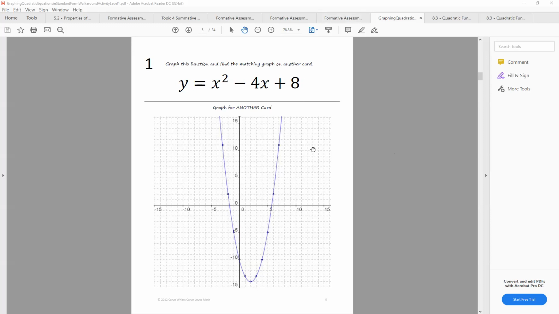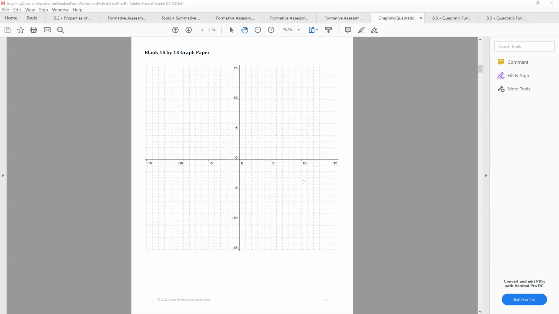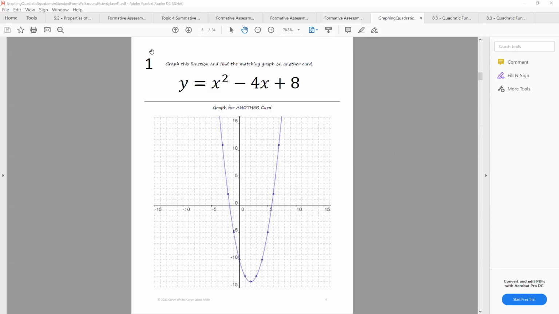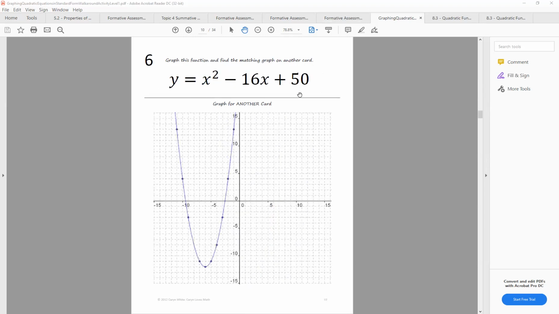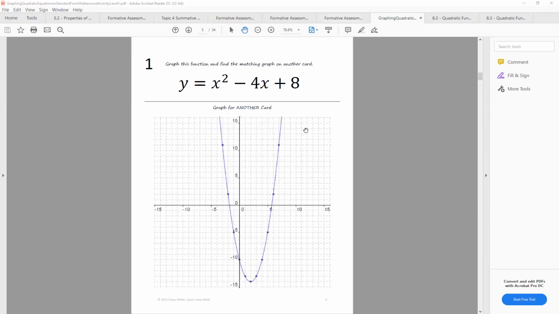You're going to start on whichever problem you want. It doesn't really matter which one it is. You can start on 1, 2, 3, 4. So you're going to be graphing the function that is on the top. You're going to graph that on your paper, find the axis of symmetry, find the vertex, use the pattern. Whenever you finish graphing that function, you're going to go look for the graph on another paper. Remember, the graph that is on the bottom is not the answer to the question. That is the answer to another question.